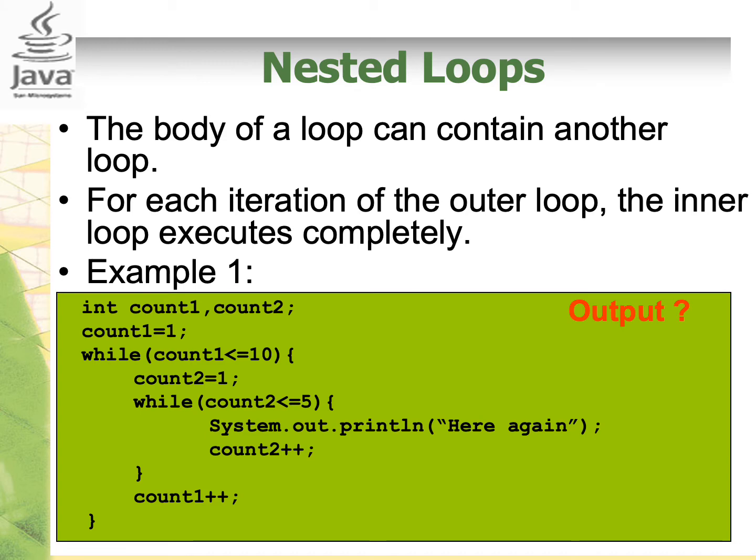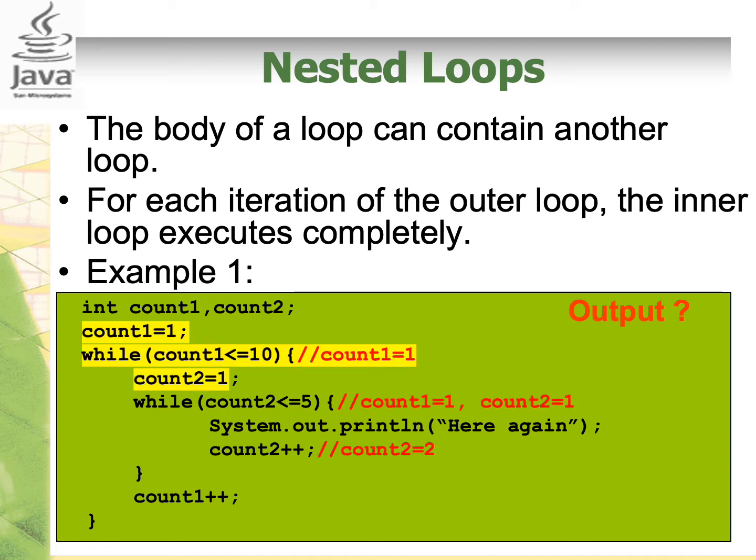What do you think the output from this code is? We have int count1 and count2. We initialize count1 as 1. We say that while count1 is less than or equal to 10, it will execute all the statements here. As count1 is currently 1, it goes to the next line, which is count2 equal to 1.